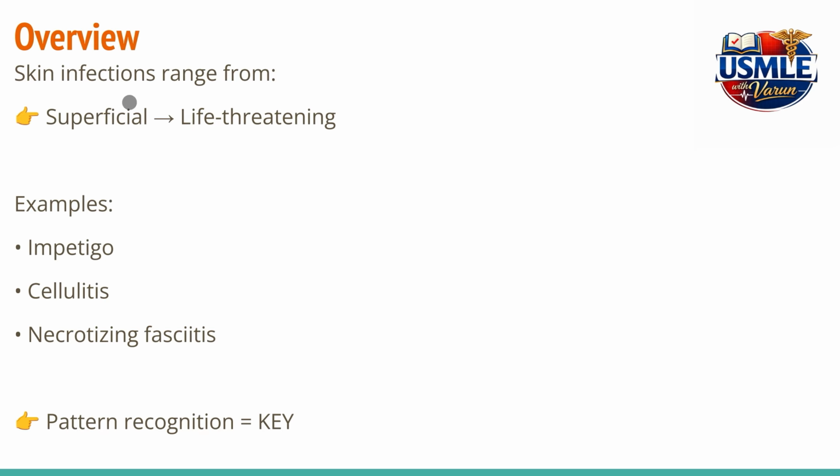So skin infections exist on a spectrum. On one end, we have superficial infections like impetigo, which affect only the top layer of the skin. Whereas on the other extreme, we have life-threatening conditions like necrotizing fasciitis, which destroy deeper tissues and require urgent surgical intervention. So we always need to think in terms of depth. Is it superficial or deep? Because that determines both the severity and the management. In exams, this is the key step, determining whether it's a superficial or a deep lesion.